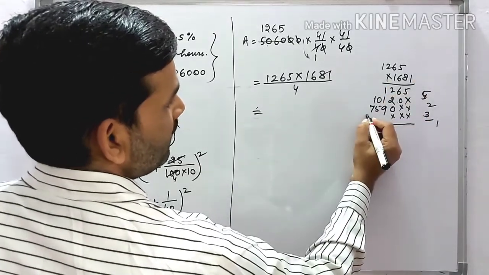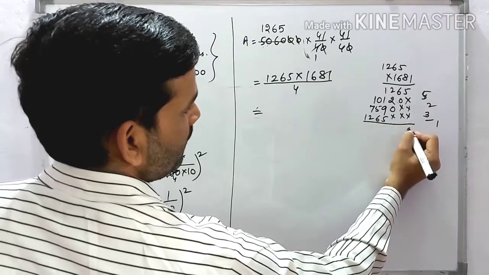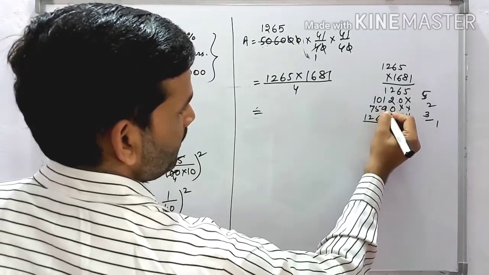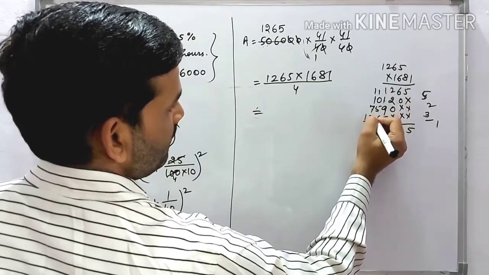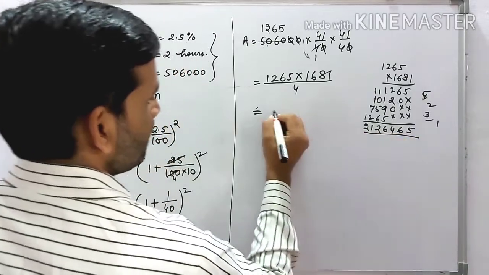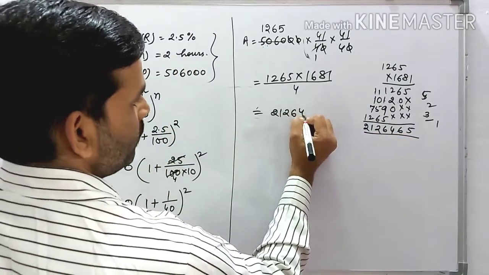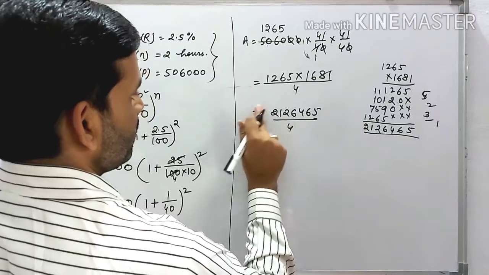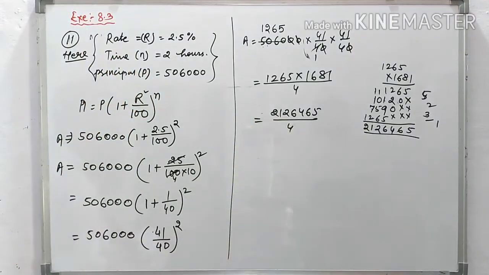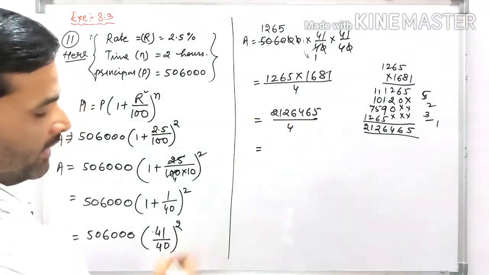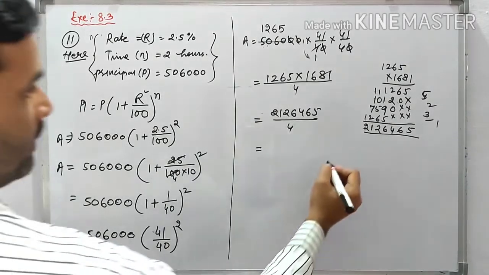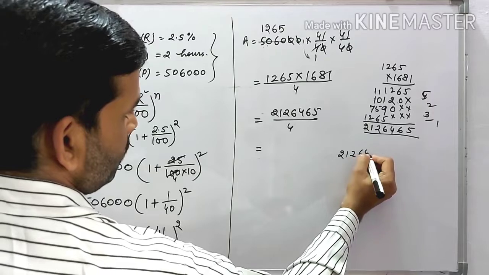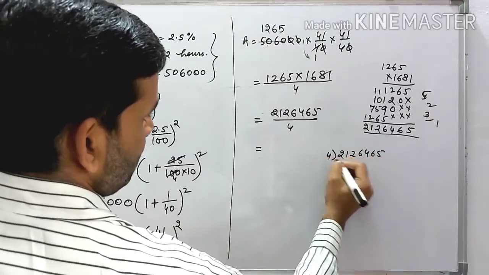the last number, which is 1, that is 1265. Add: 5, 6, 4, 9, 10, 11, 16, 1 is 2, 7, 8, 9, 10, 11 and 2 1 2 6 4 6 5 upon 4. Okay, and after the multiplication, divide by the table of 4: 2126465 divided by 4.